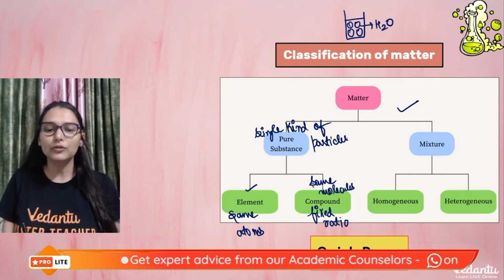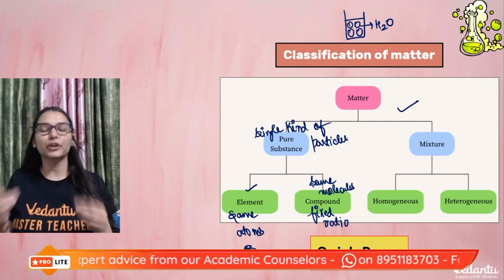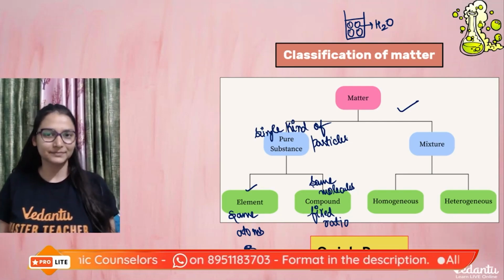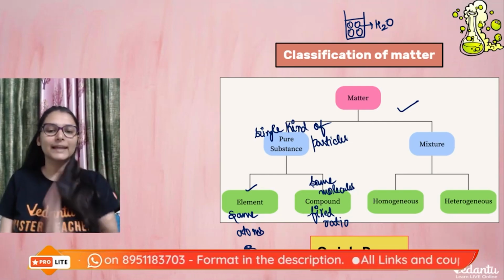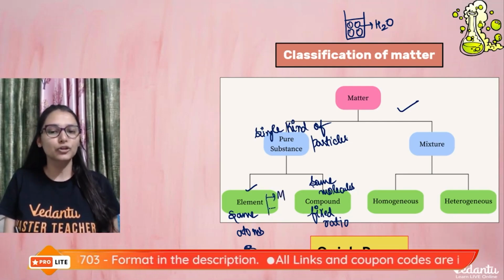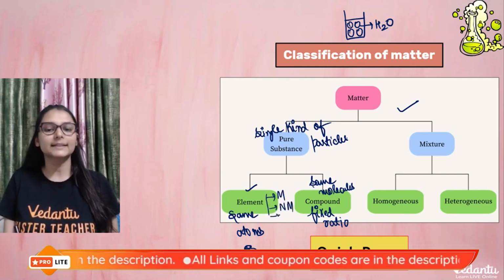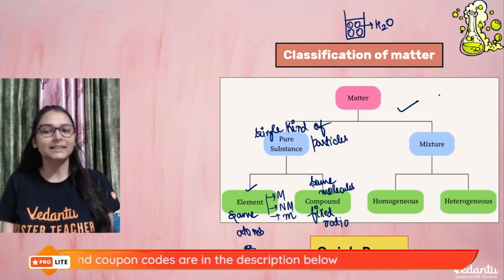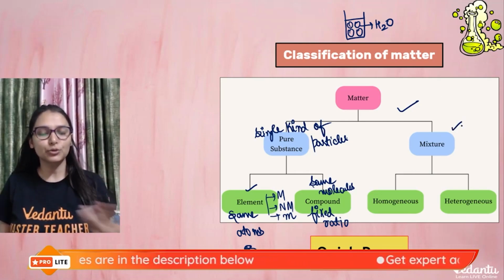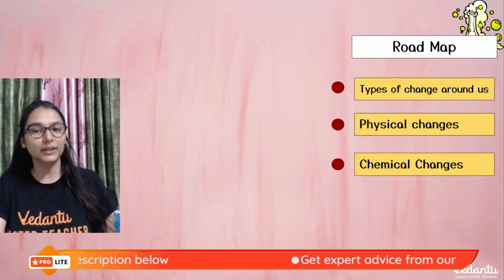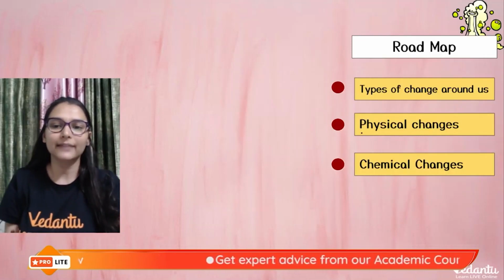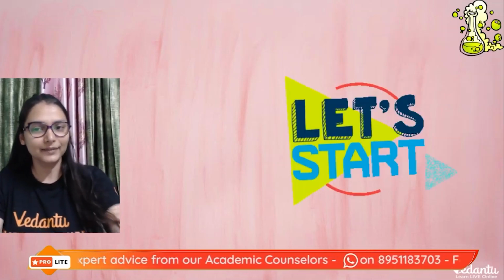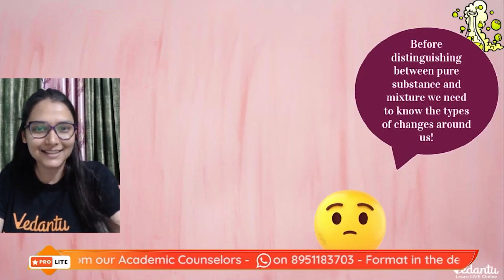If you talk about a gold ring that is made up of pure gold, it will have all gold atoms only. Elements are further divided into metals, non-metals and metalloids. Their physical properties we have seen already. Next we have mixtures, which we will do in the coming classes. Today we are trying to understand the changes around us, the physical and the chemical changes. So let's get started now.